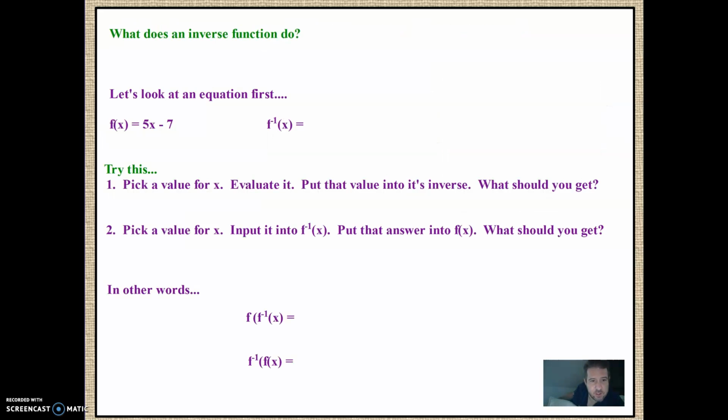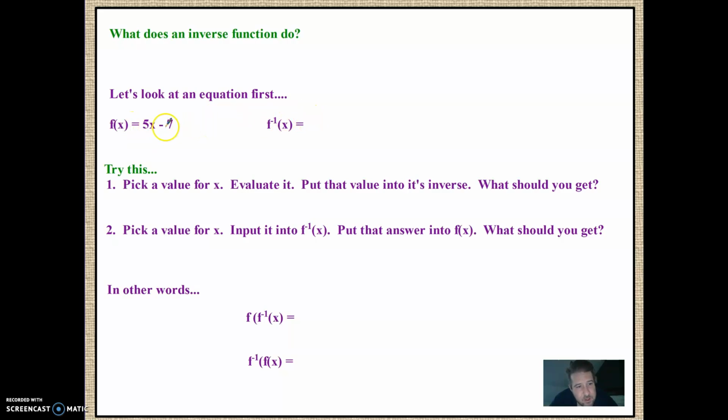What does the inverse function do? Let's take a look at the equation first. The inverse, as I mentioned before, is always just going to be the x and the y switched. So let's look at this equation first: the inverse of f(x) = x minus 7.